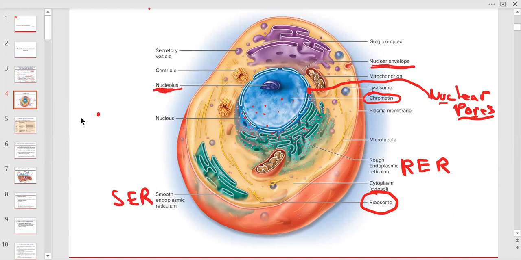So let me ask you this. What do you think that the rough endoplasmic reticulum is making if it has ribosomes? Protein, that's right. So those are rough ER ribosomes, but there's also free ribosomes out in the cytoplasm. And the fluid in the cytoplasm is called the cytosol. Kind of makes sense, right?